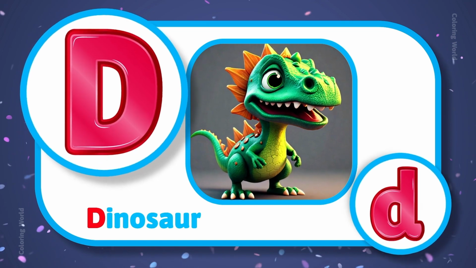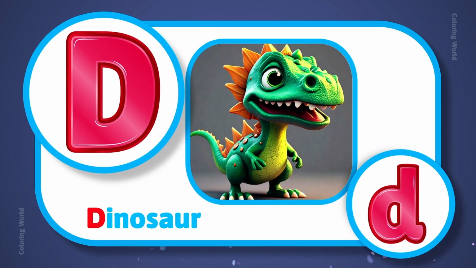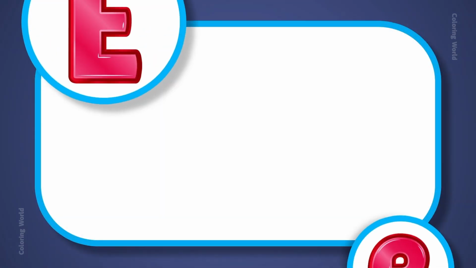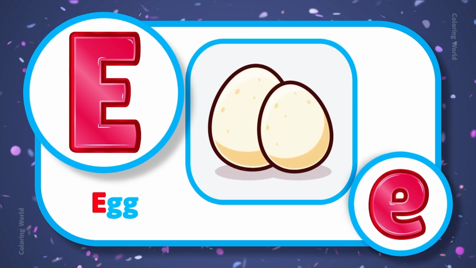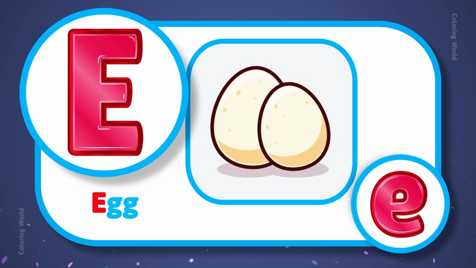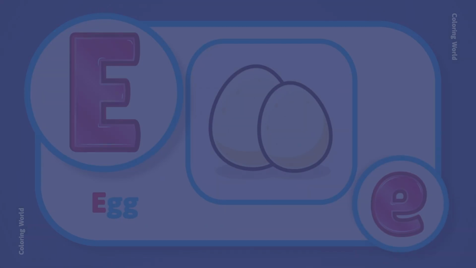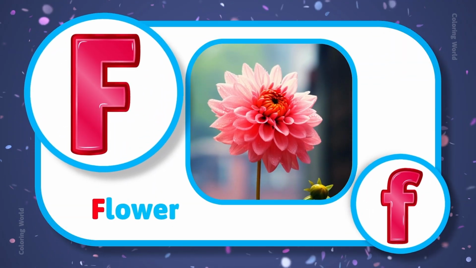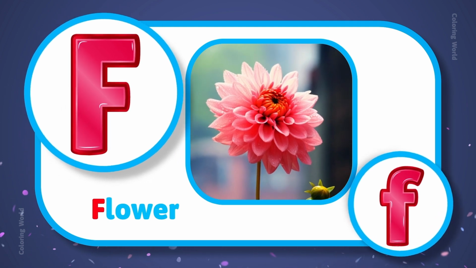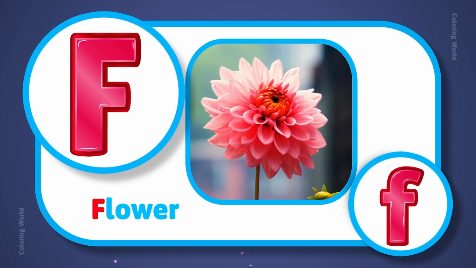D is for dinosaur, dinosaur. E is for egg, egg. F is for flower, flower.